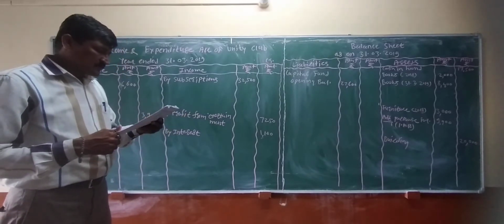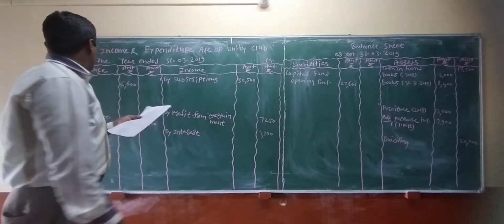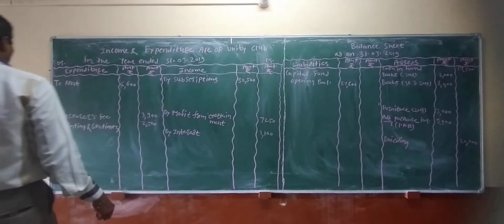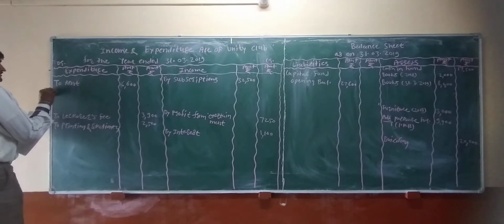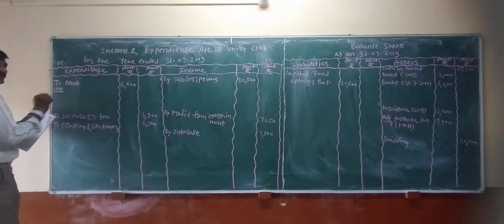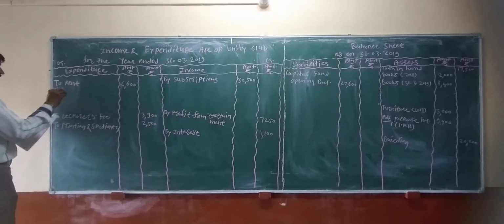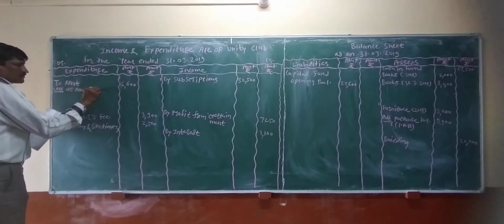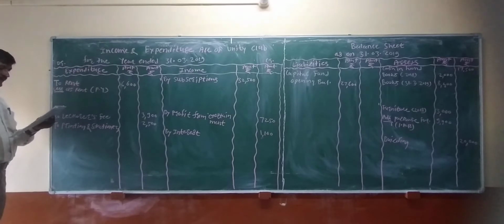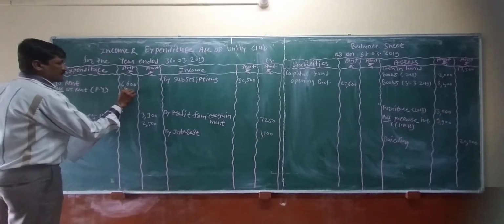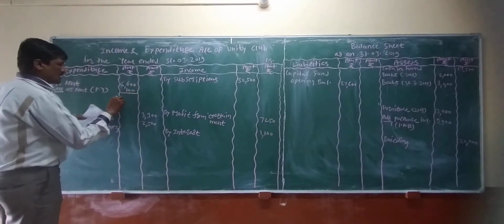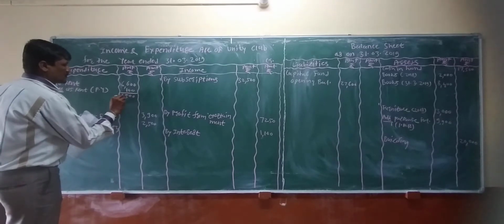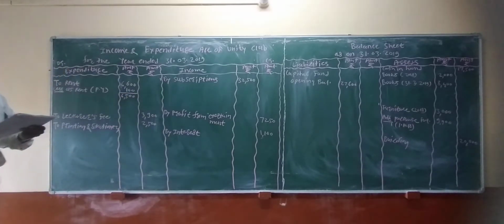Outstanding rent: first, less outstanding rent. It is part of the previous year, so that amount we can deduct. 6,500 is there. Okay, are there any other items?